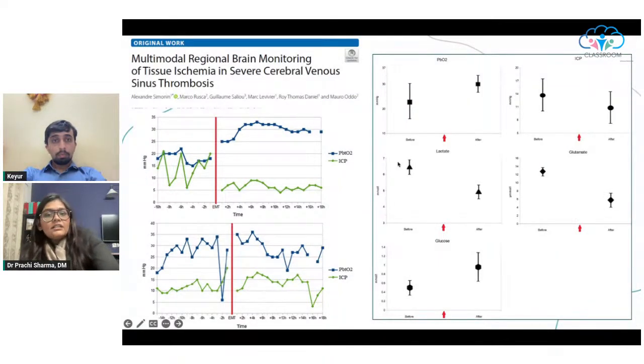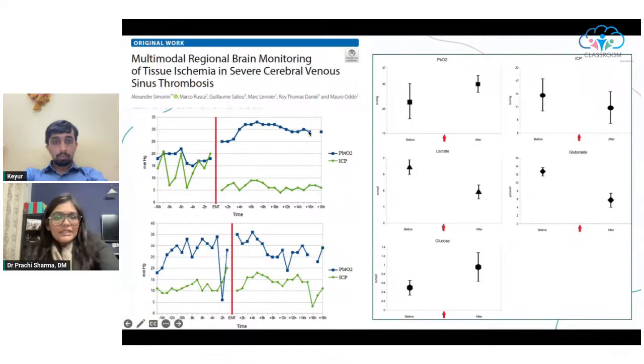So this is an example of multimodal invasive regional monitoring in severe cerebral venous sinus thrombosis patients. Two patients were studied, and in them PbtO2, ICP, and microdialysis catheters were placed. So these patients, despite being on anticoagulation and having almost normal values of ICP and PbtO2, continued to have worsening microdialysis-derived values. So the patients underwent mechanical thrombectomy because of these microdialysis-based values.